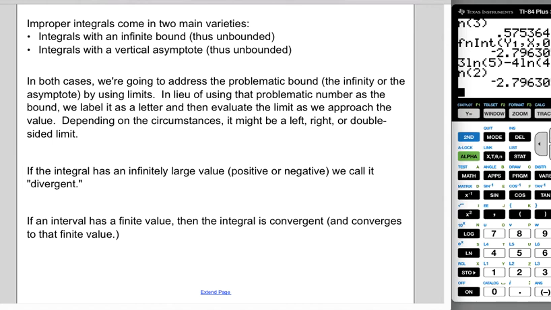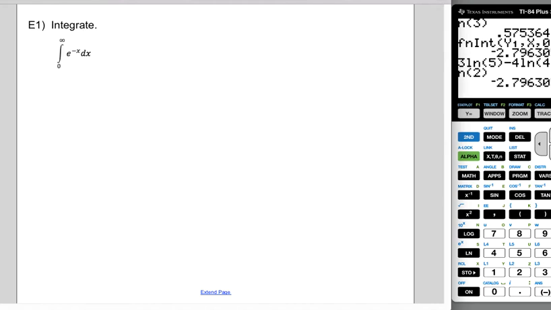In lieu of using that problematic number as the bound, we label it as a letter and then evaluate the limit as we approach the value. Depending on the circumstances, it might be a left, a right, or a double-sided limit. If the integral has an infinitely large value, positive or negative, we call it divergent. If the integral has a finite value, then the integral is convergent and converges to that finite value. All right, so let's go ahead and walk through what to do about this.